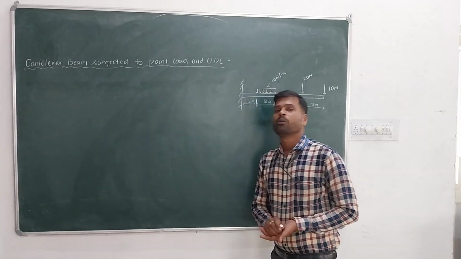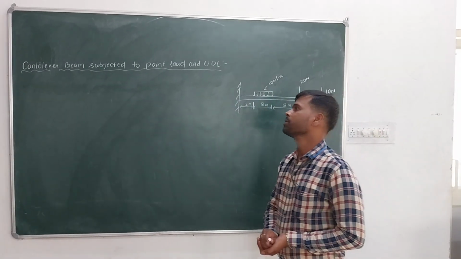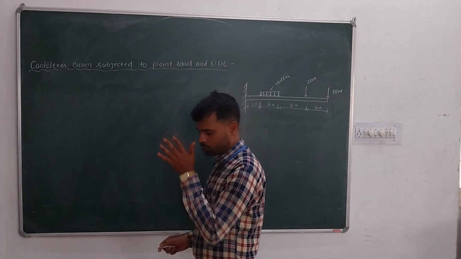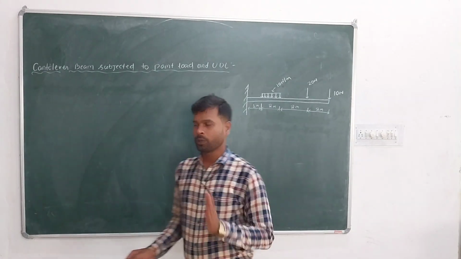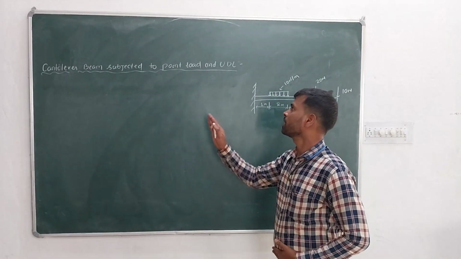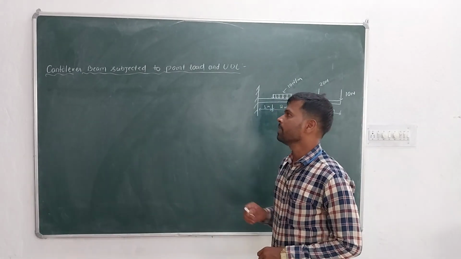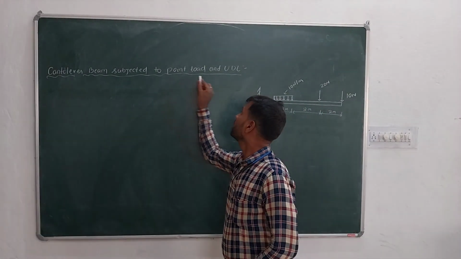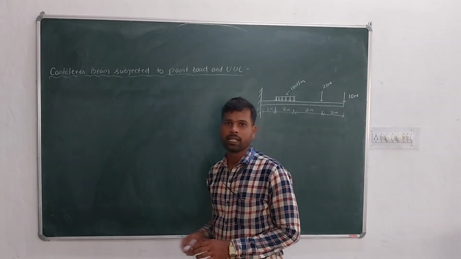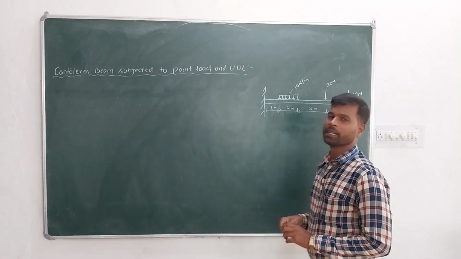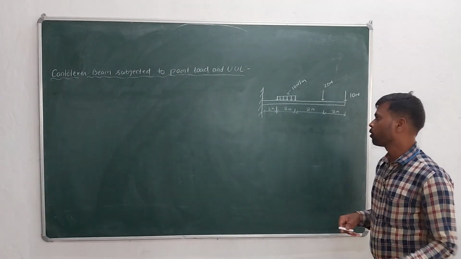In our last video, we had seen the various problems related to cantilever beam subjected to only point load, and another problem, cantilever beam subjected to uniformly distributed load. In this video, we will see the combination of point load and UDL acting on the cantilever beam, and how the shear force and bending moment diagram will be drawn.